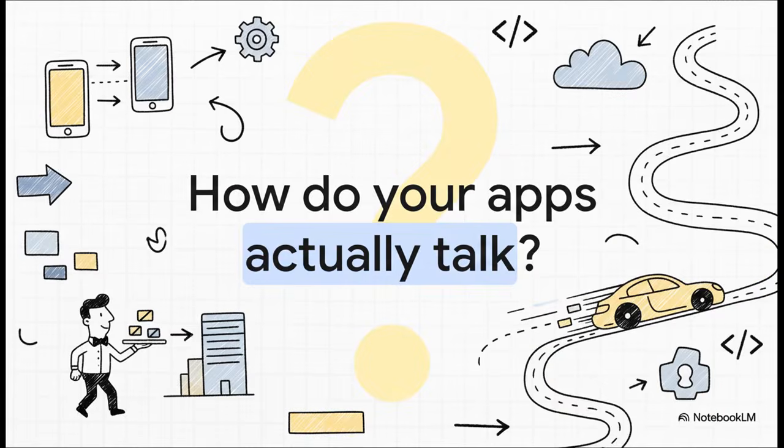So really, how do they do it? How does your weather app get real-time data from some national forecast service? Or how does your ride-sharing app pull map data from Google? It's not magic, not at all. It's all thanks to something called an API. And we're about to break down exactly what that means and how it powers pretty much everything you do online.